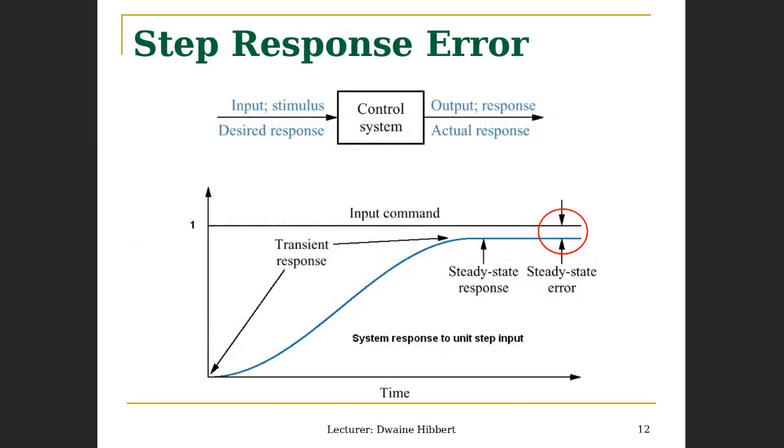Now let's come back to the steady state error. Here I'm highlighting the steady state error point, or the point at which we can evaluate the steady state error. You'll notice that the input command is one. It's a unit step input, and we're seeing that there is a deviation between where the system settles and where the command is. That would define our steady state error.